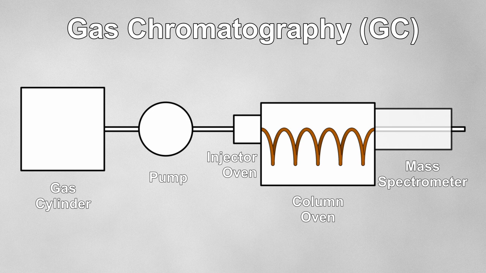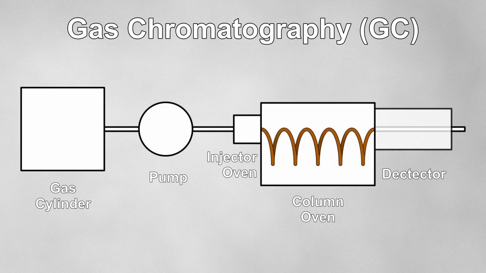There are many ways to prepare a sample with gas chromatography. Our mixture can be a gas, a volatile solution, or even an extract of the headspace above a volatile solution. No matter what our sample is, we first inject a small amount of it into the injector oven. This is a smaller oven located before the main column oven.